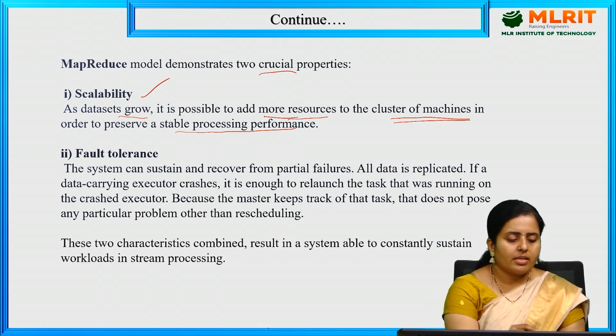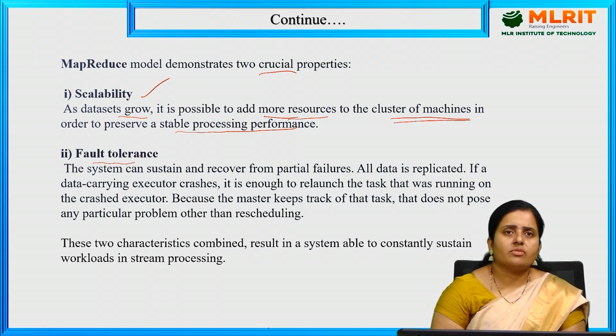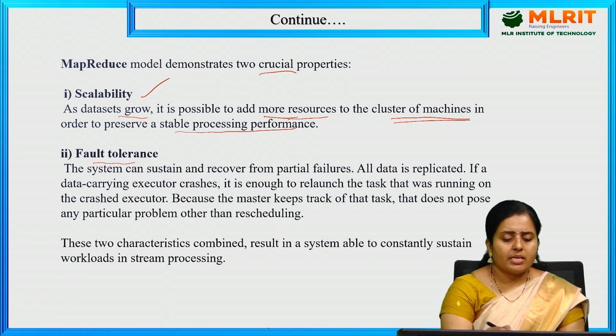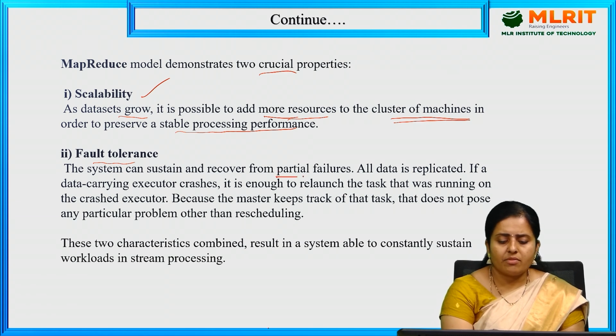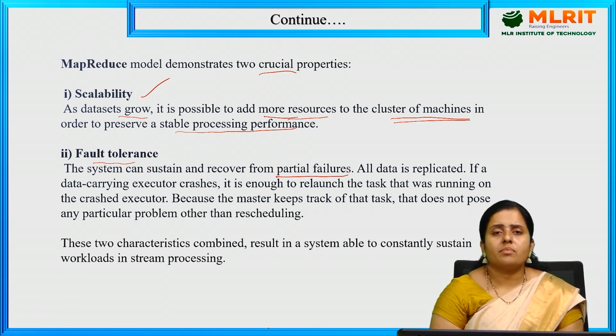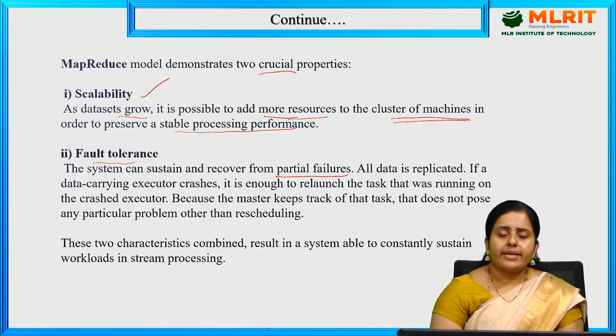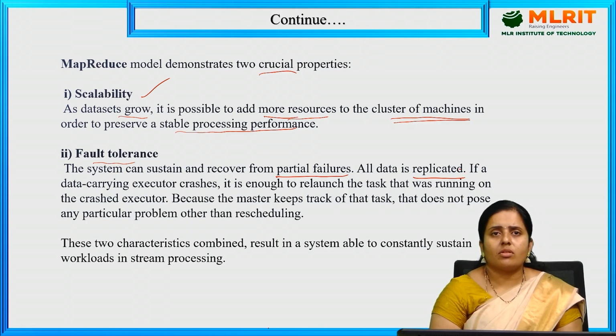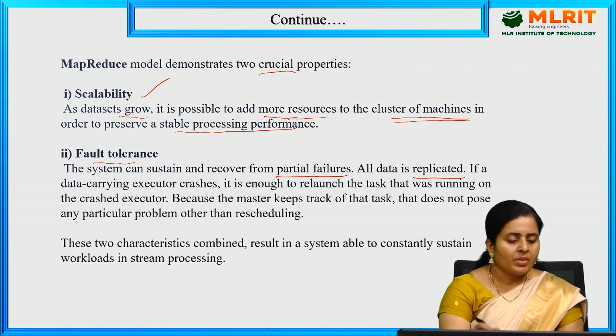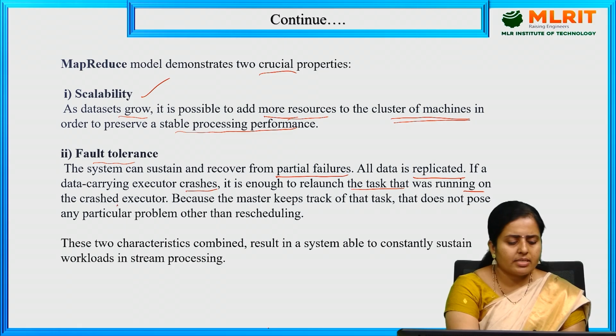The second thing is fault tolerance. What does fault tolerance mean? The system can sustain and recover from a partial failure. Every system may not work properly, so there may be chances of failures in any system. In that case, all data is replicated. The data on the partially failed system is replicated. If a data carrying executor crashes, it is enough to relaunch the task that was running on the crashed executor.